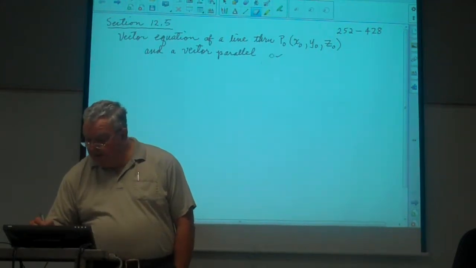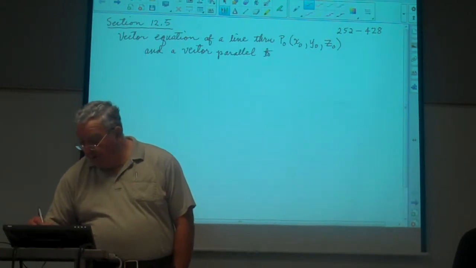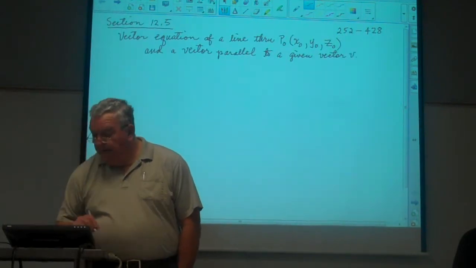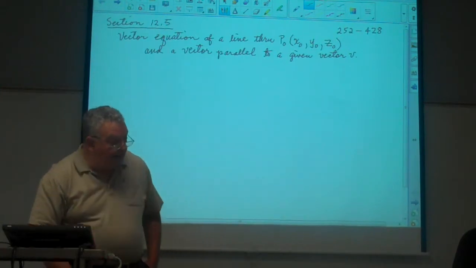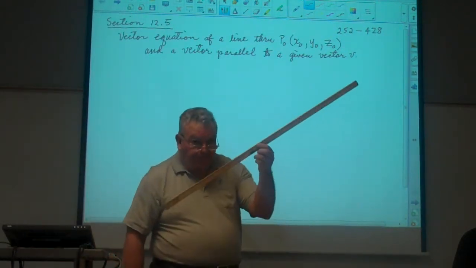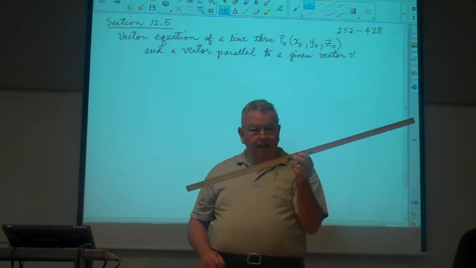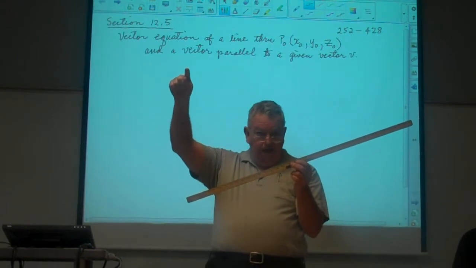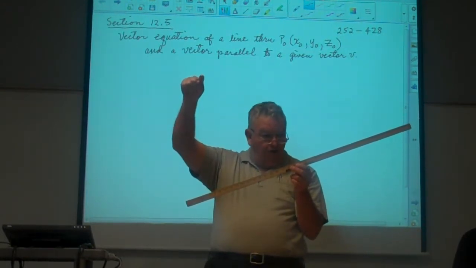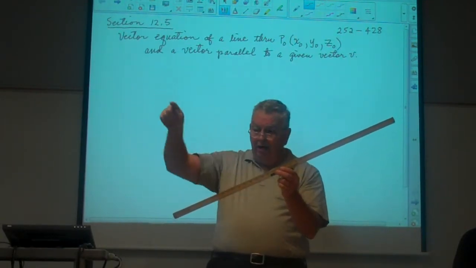We want to find the equation of a line through a point P naught and parallel to a given vector V. So the idea is that I give you a vector, and then I give you a point, and I want to find the equation of a line that goes through that point and is parallel to this vector.